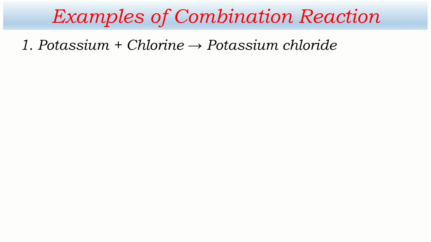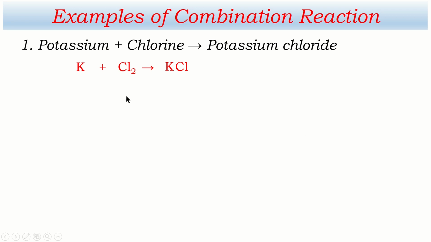Okay, now how to write the balanced chemical equation of this reaction? Potassium is an element, its symbol is K. Chlorine is another element, but it is a diatomic element. That's why we cannot write just the symbol. We have to write Cl2 because it is diatomic. And when these two combine, we have to write K for potassium, and chloride means Cl. This is a compound, and whenever any compound forms, we have to exchange the valency. Potassium's valency is 1, chlorine's valency is 1, equal valency, no exchange. This is the correct formula equation, but not balanced.